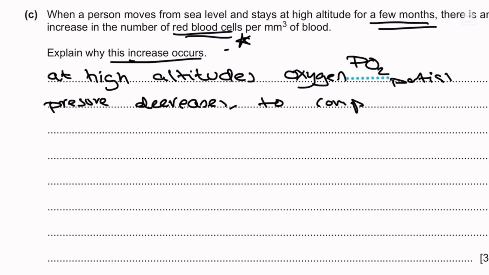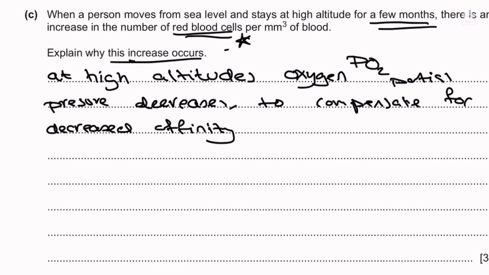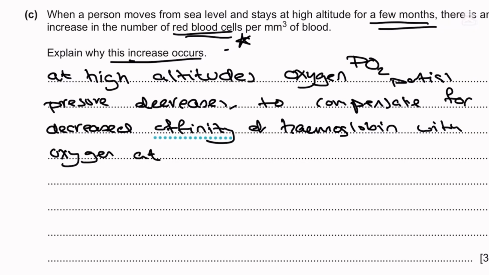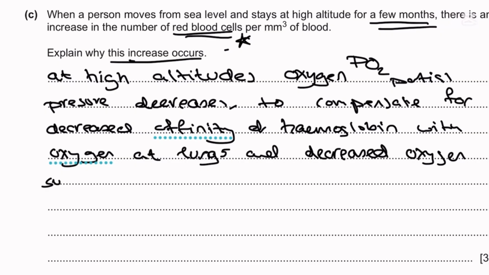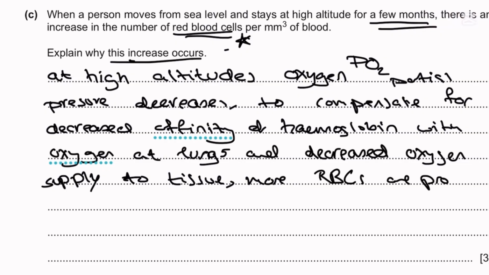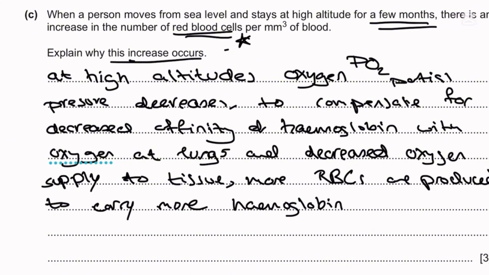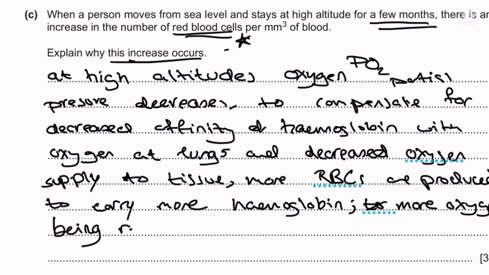So basically, to compensate for decreased affinity of hemoglobin, and obviously as a result of that decreased oxygen supply to tissue, more RBCs or red cells are produced to carry more hemoglobin, and this obviously results in more hemoglobin being available, so this results in just more oxygen being released to tissues, active tissues.